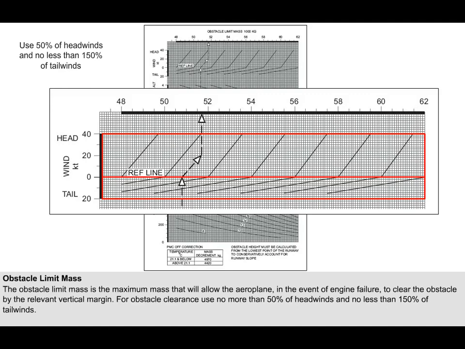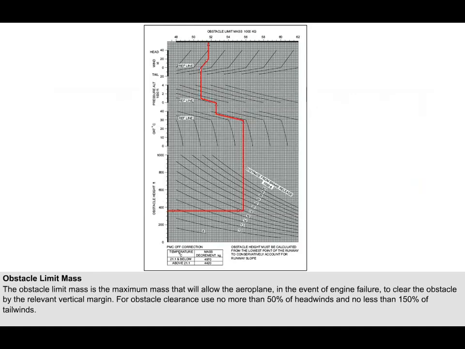Therefore, if you enter the graph with the actual reported wind, the graph corrects it automatically, so you don't need to. Once the details of the obstacle have been entered, as shown by the example, the obstacle limit mass can be read off. And in this case, the obstacle limit mass is 51,700 kilograms. Taking off with a higher mass than this would not ensure adequate vertical clearance.